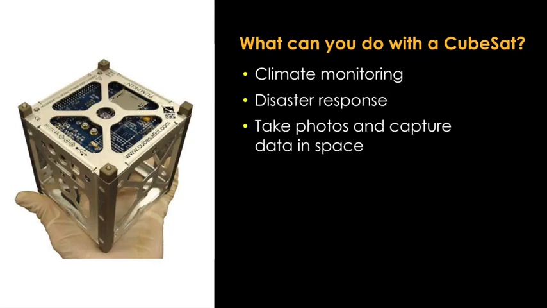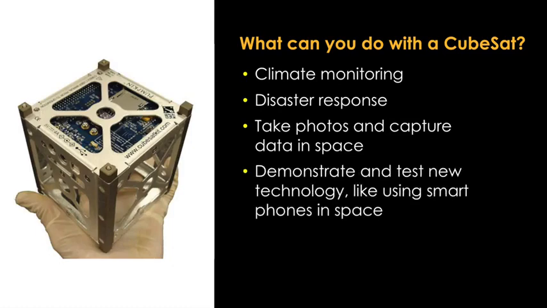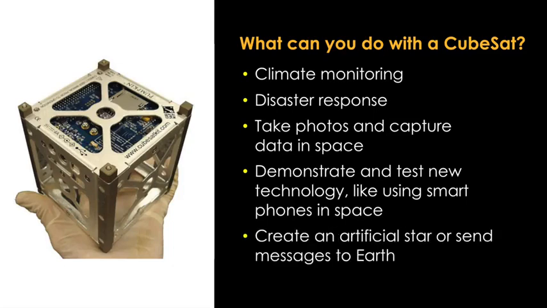You could take photos and capture data in space of things that are happening in space. You could use CubeSats to demonstrate and test new technological ideas. For example, the idea that you could use a commercially available mobile phone to navigate satellites in space. You just send a phone up in a CubeSat and see if it works. You could even create artificial stars, and you could program your CubeSat to blink in Morse code to send messages back down to Earth. These are all things you could do with CubeSats.